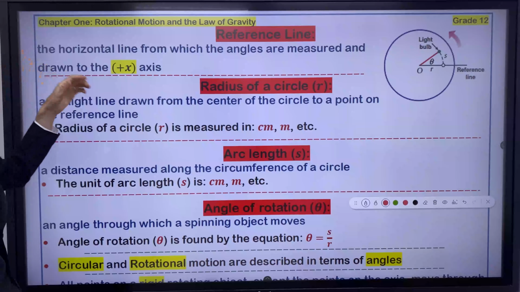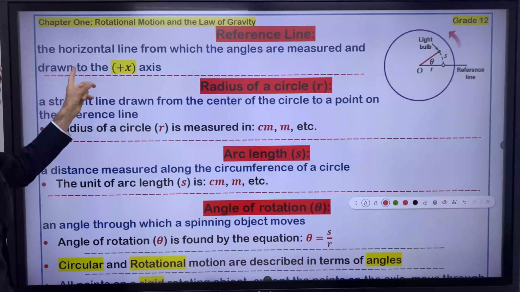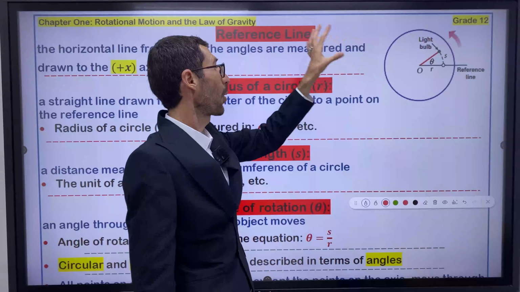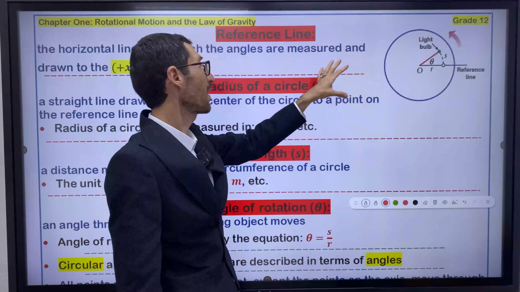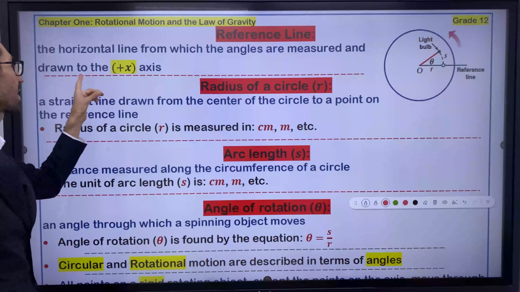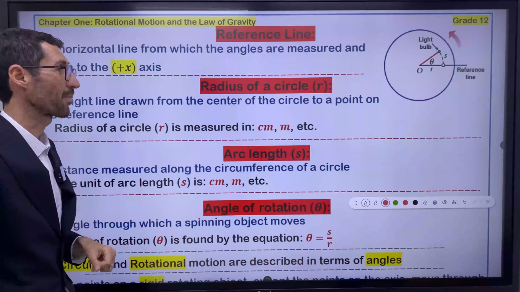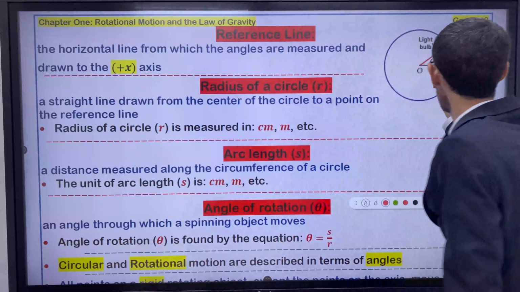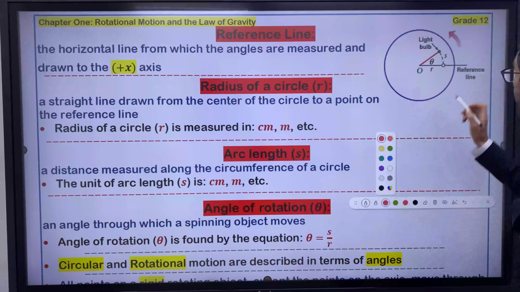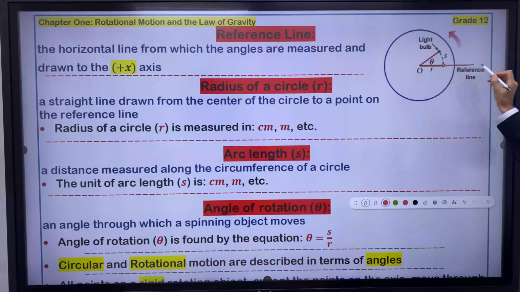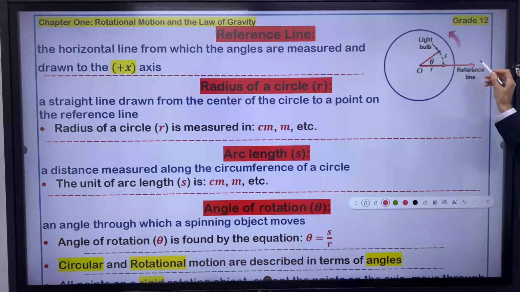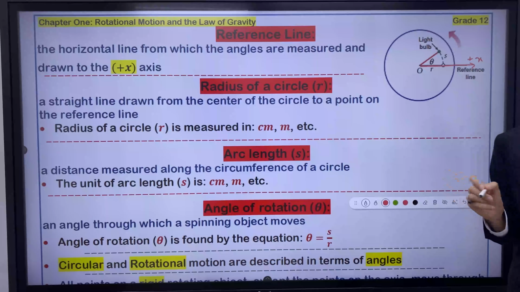Let me read the definition for you, and I'll explain. The horizontal line from which the angles are measured, right? It's a horizontal line from which the angles are measured and drawn to the positive x-axis. So this is the reference line. Let me determine that this line is the reference line, this line. So does it move along the positive x-axis or not? Yes. So this is called the reference line.